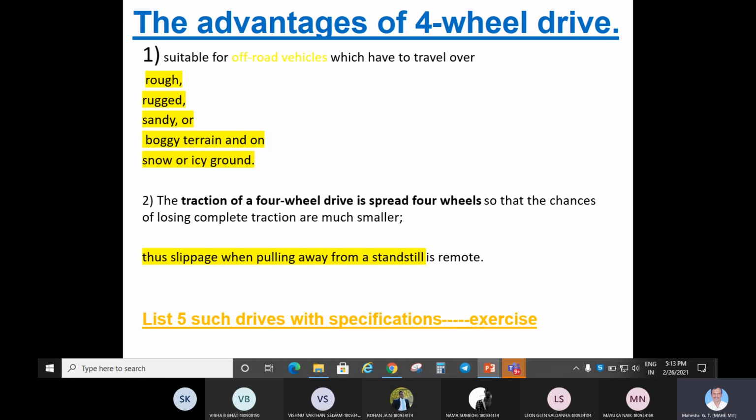This is the third question you note: 5 such drives with specifications. Third question for the assignment. You take your time and prepare. Not today, it is required to be done. You take this question, live examples you should be able to illustrate. There may be some Mahindra models in our own country, and other Maruti models, earlier models, some Gypsy and all that. With some technical specifications, you should be able to tell.